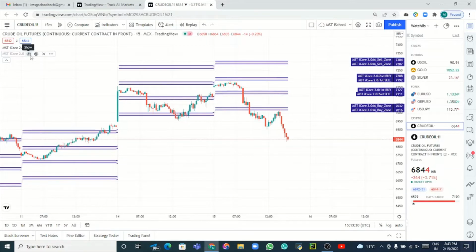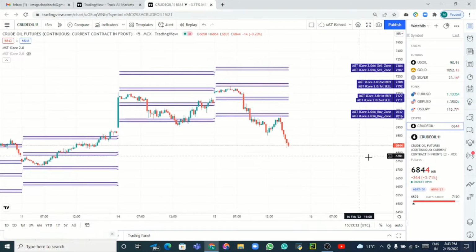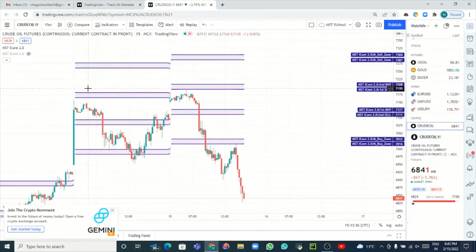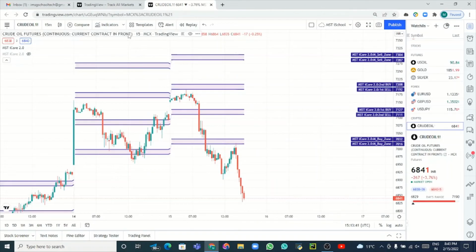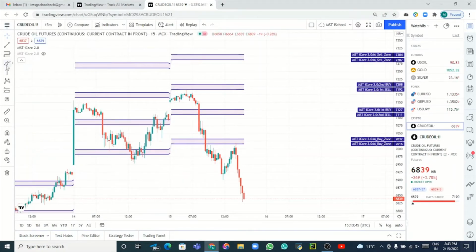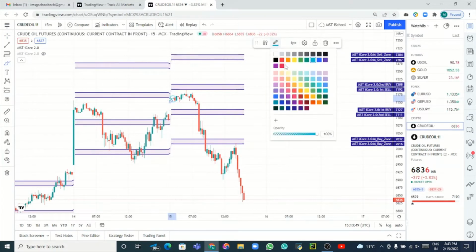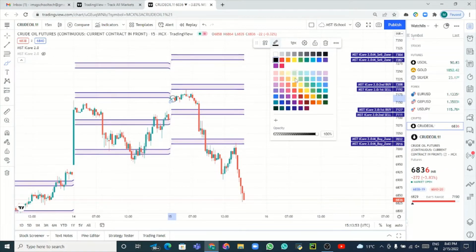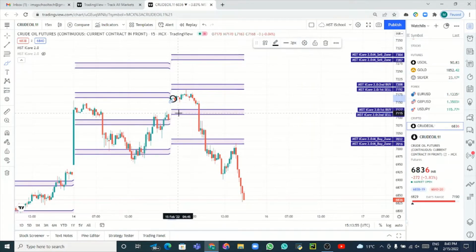So what happened in the morning? In the morning, see here, market has opened between our buy and sell entry. So I will enable the drawing panel. See here, market has opened here. I will take some bigger line. Yes, market has opened here.